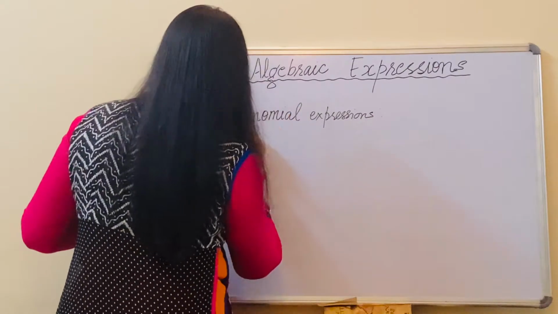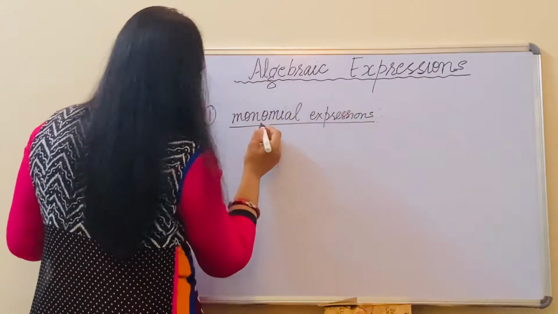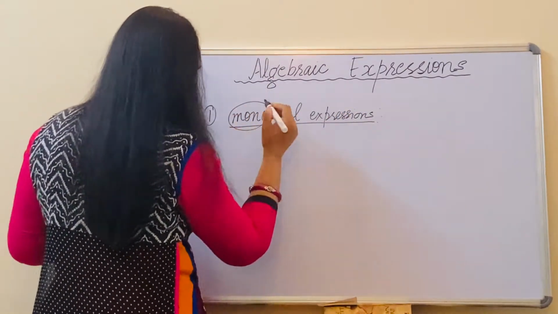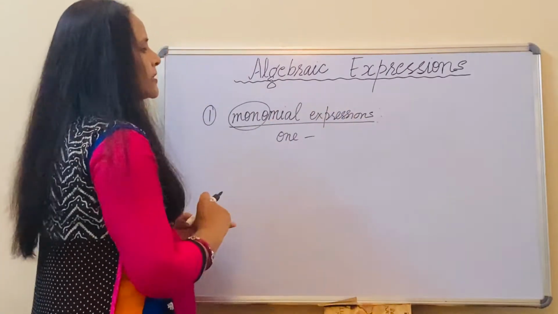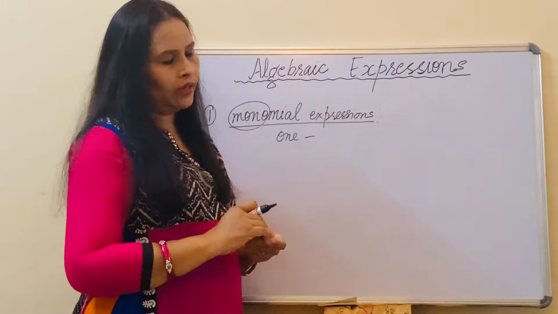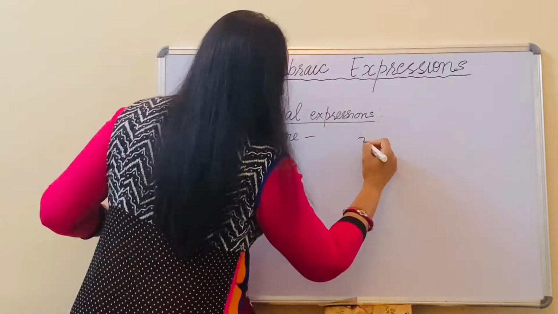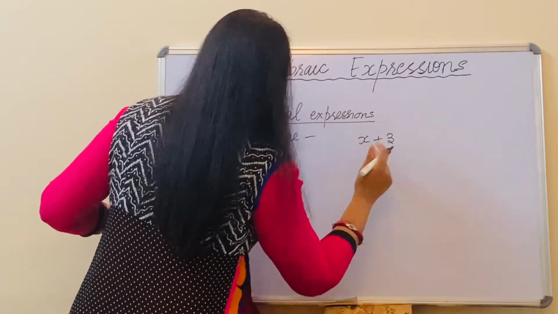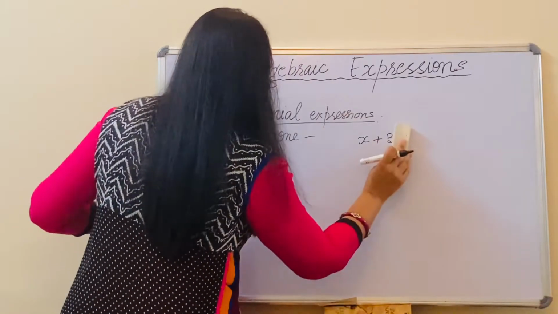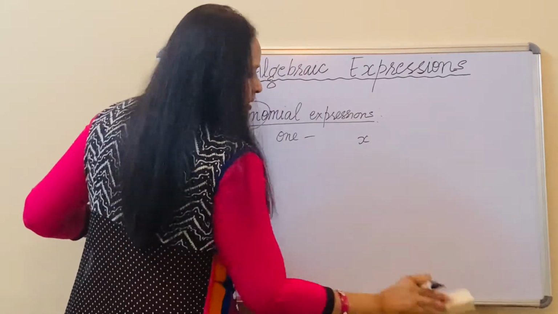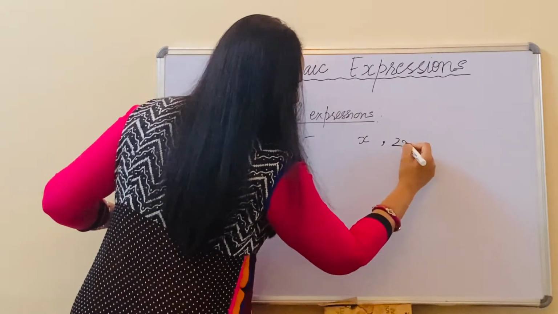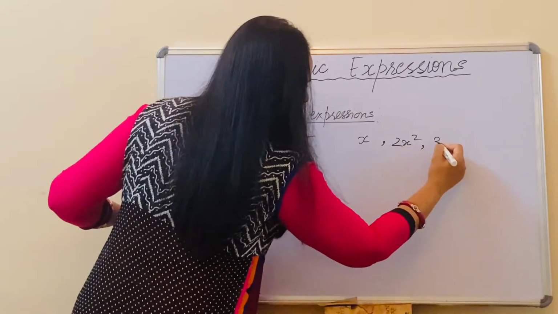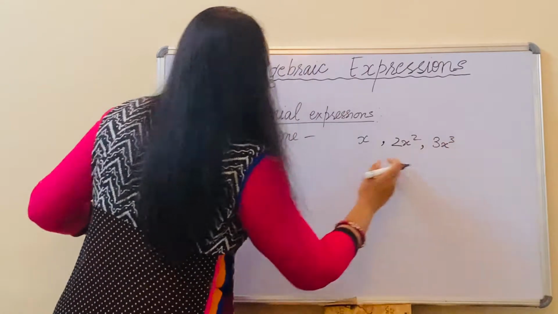What are monomial expressions? As the name suggests, mono means one. It means it is having only a single variable in it. For example, x plus 3, it is having only a single variable, x, 2x square, 3x cube, etc.